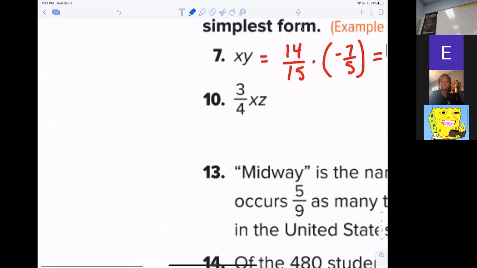So what's X? X would be 14 over 15. And then what is Z? Z would be -3 over 7. Okay, and everybody look up. Now remember, as long as it's in the top and the bottom, you can reduce. All right, so show me what I can do.